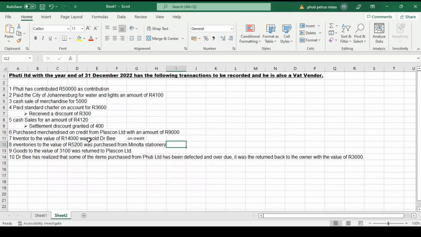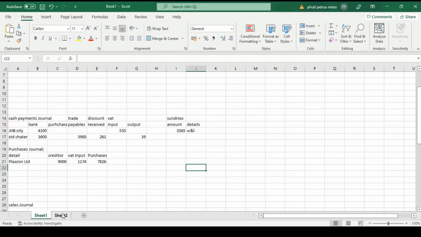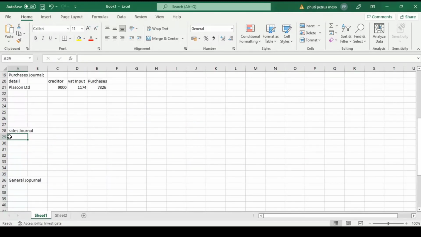All right. So it says that the inventory to the value of 14,000 rand was sold to Dr. B on credit. We identified that as a sales journal. And sure, we just go through to our sales journal here, and then you will see Dr. B. The details will be the same. But can we just say details so that everybody can be clear with that? And then you're going to have debtors. We know that it attracts the output VAT, and here you're going to have sales.